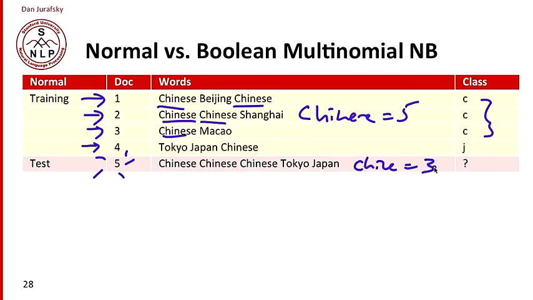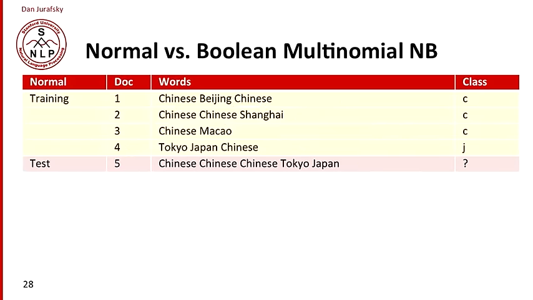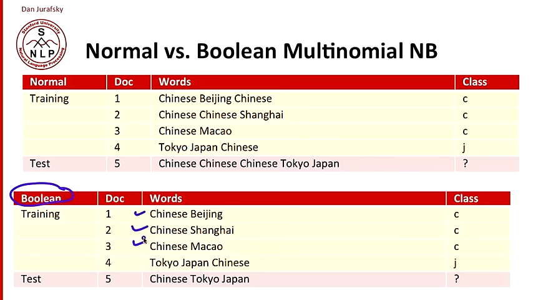And so in our naive Bayes equation, we're going to be using this count to compute the likelihood, the probability of Chinese given document class C. But in the Boolean format, we're simply going to pre-process the documents to remove all multiple copies of a word. Here's our Boolean version now. So you'll notice that there's only 1 copy of the word Chinese in document 1, 1 copy in document 2, 1 copy in document 3. So now our counts in the C class in training for Chinese, the count of Chinese.